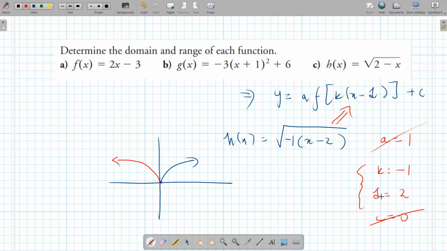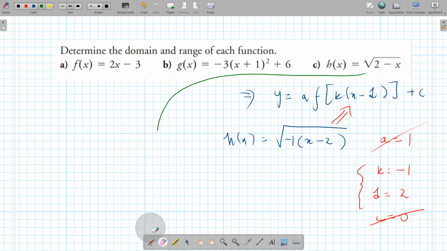And what does the 2 do? D being 2. Left, right, up, or down? Right 2. Exactly. It's going to go right 2. And our final graph is going to look like this. Our starting point is going to be on the 2 on the x, and it's going to go leftwards. Okay? That is the graph for this guy, the green one.